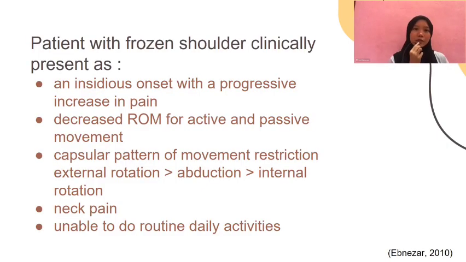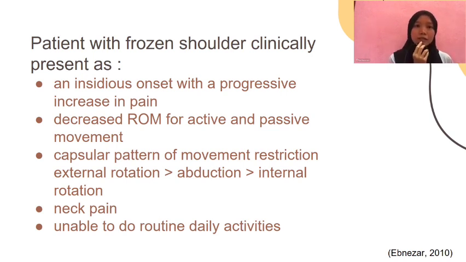Patients with a frozen shoulder clinically present with, number 1, an insidious onset with a progressive increase in pain. The pain will initially start at the site of deltoid insertion and at extremes of motion. Then it will become more diffuse, severe, constant, and will interfere with one's sleep. The pain also will begin to decrease until the pain only will be felt on movement.